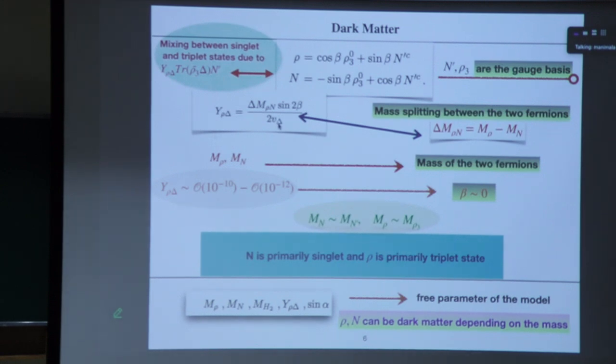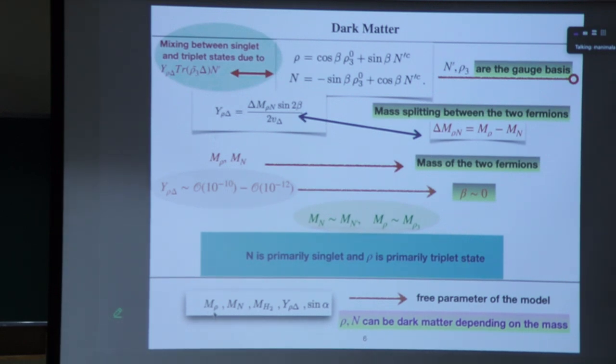We are working in a regime where we introduce a very small coupling, this y rho delta, of the order of 10 to the power minus 10 to 10 to the power minus 12, and we want to see what the effect of this is on the dark matter phenomenology. That implies that beta is practically 0. So the scenario is that n is practically a singlet field, and rho is practically a triplet state. With this, there are only 5 parameters in this model.